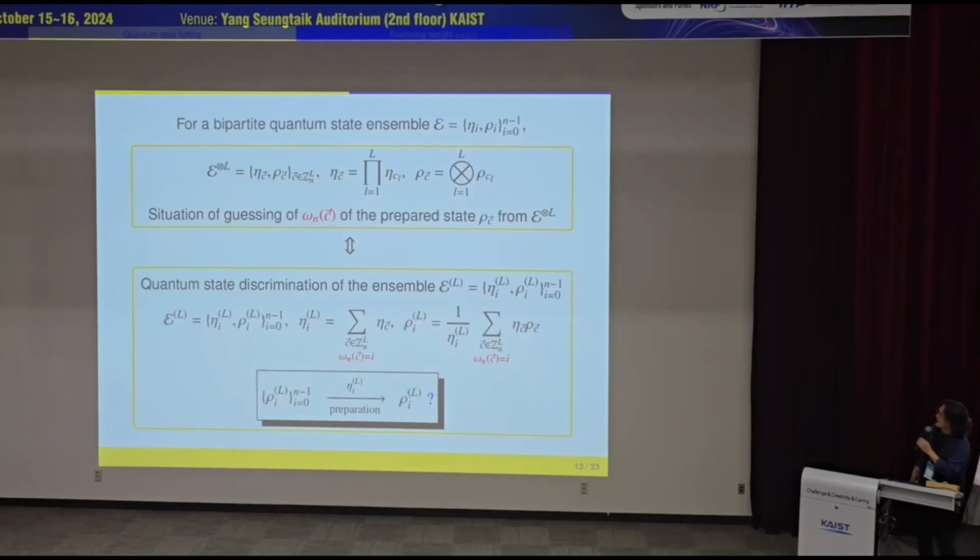So now we can think about this multifold ensemble, which is nothing but the L-th iteration of preparation. For this multifold ensemble, we think about the situation of guessing the weight of the index vector of the state instead of discriminating which state is prepared. Okay, so it's an easier task than discrimination of the actual state.